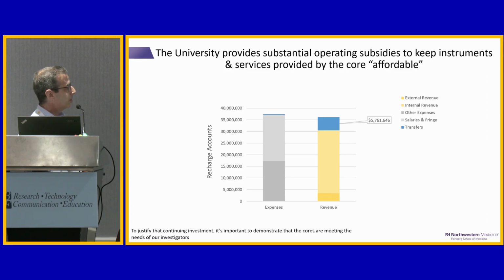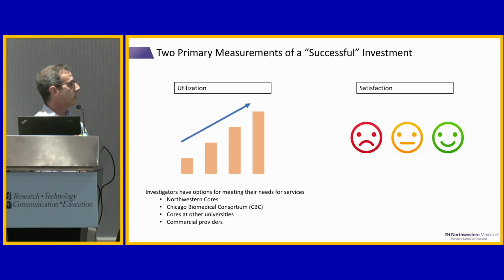And in order to justify that continuing investment, it's important to demonstrate to the leadership, who I have to go to every year with more than just sort of pleading, that the cores are meeting the needs of our investigators. If we're meeting their needs, then presumably the investment is worthwhile. So we have 2 primary measurements of a successful investment that I'll talk about.